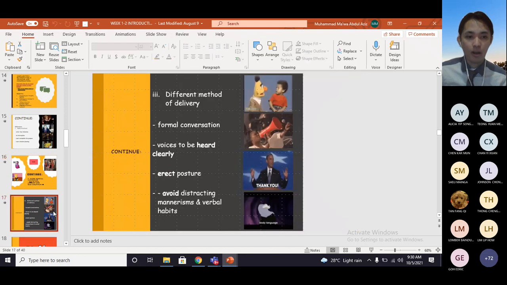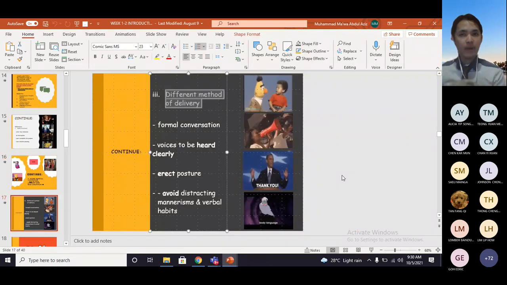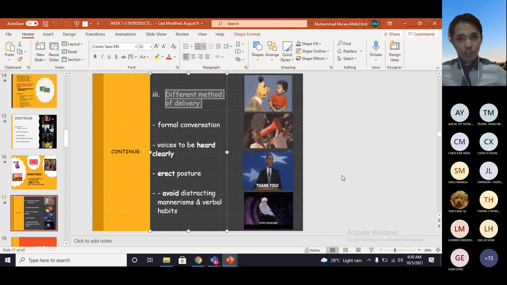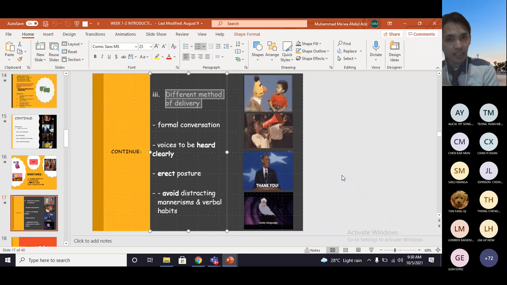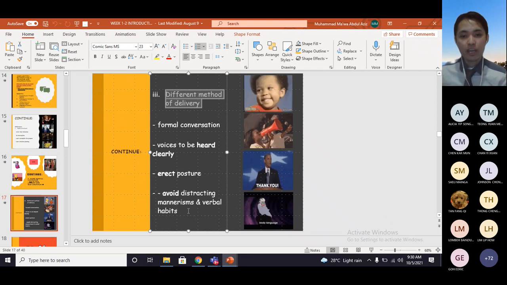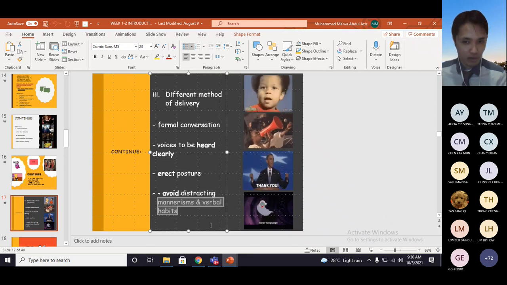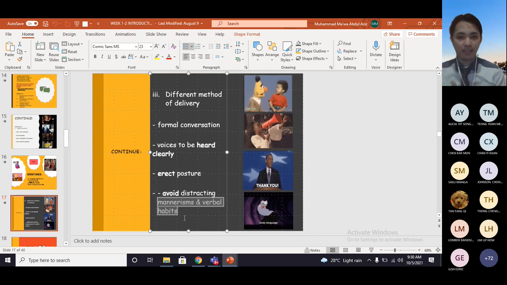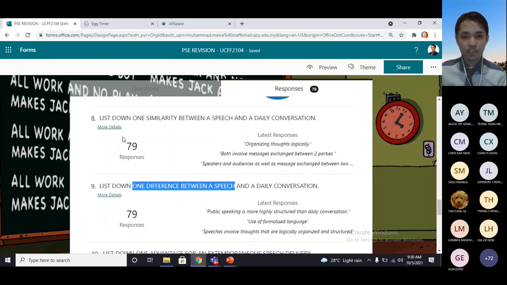And then the last one is going to be delivery method. Delivery method is going to be different. It's more formal. Okay, your voices need to be projected loudly. Your posture needs to be confident, which is different than daily conversation. It does not matter how you communicate in daily life. And you cannot have too much of a body language when you are speaking. You need to have it, but not to the point that your hand moves all over the place. So that's very distracting. So for question number 8 and 9, that will be the similarities and differences.